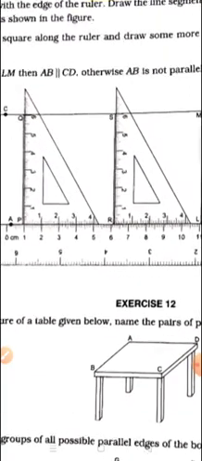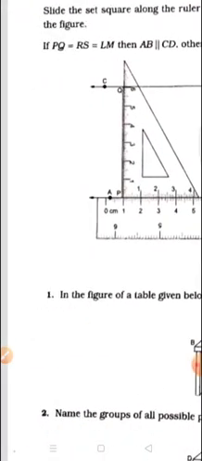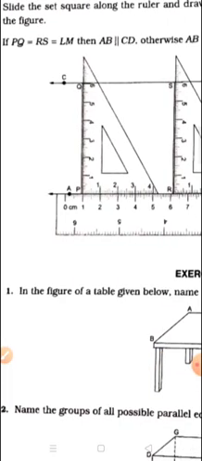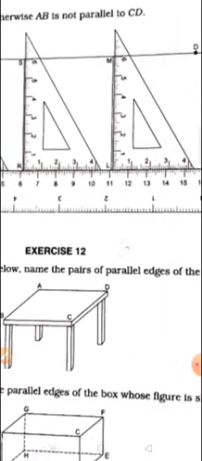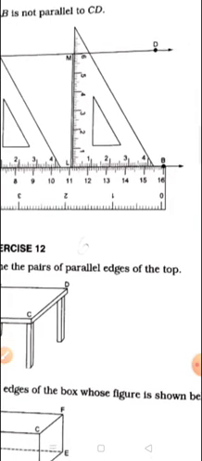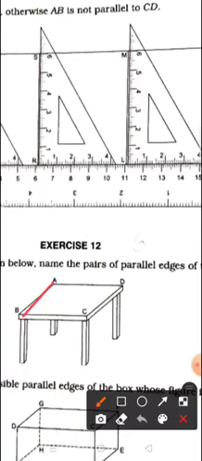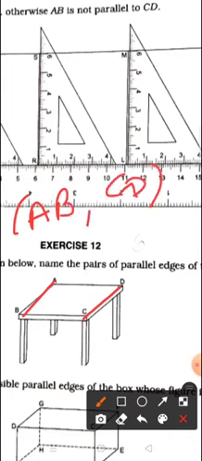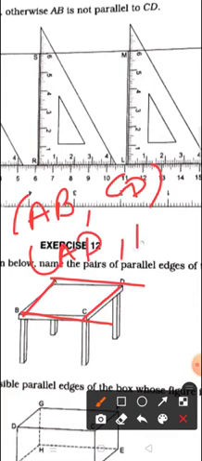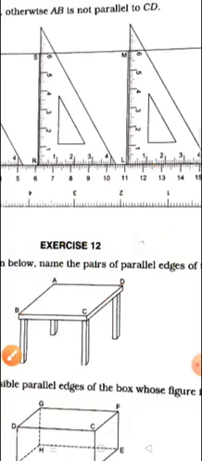Now, come to exercise 12. Question 1. In the figure of a table given below, name the pairs of parallel edges of the top. Which one is parallel? This is parallel to this one. That means AB is parallel to CD. Next, we take this one. That means AD and BC are parallel edges. This will be your answer.